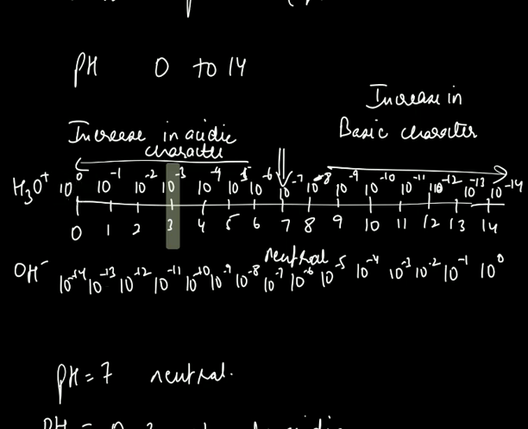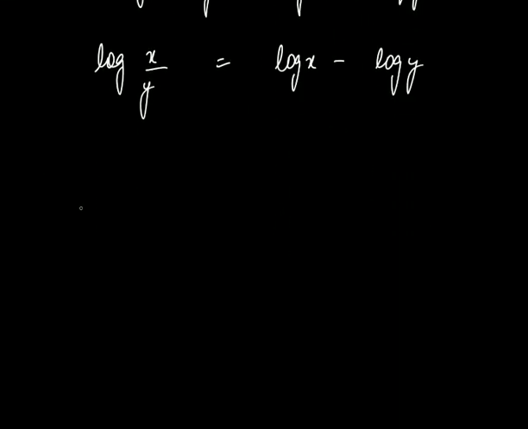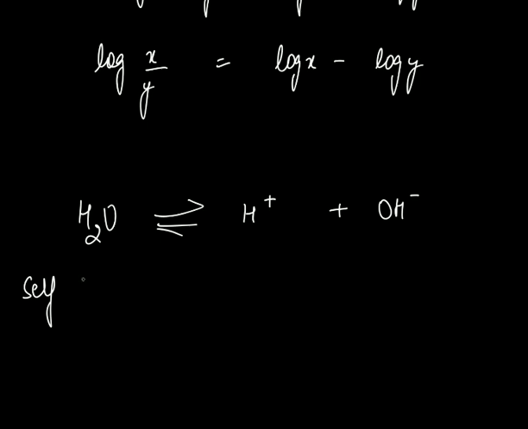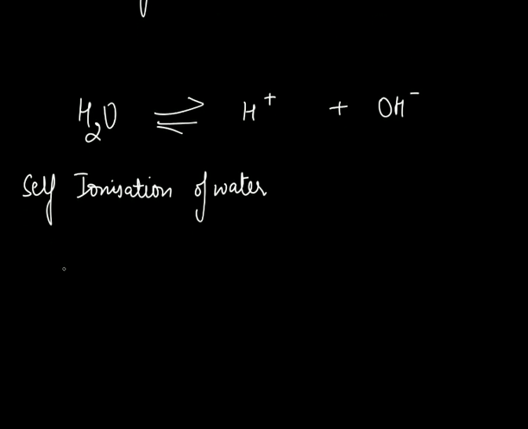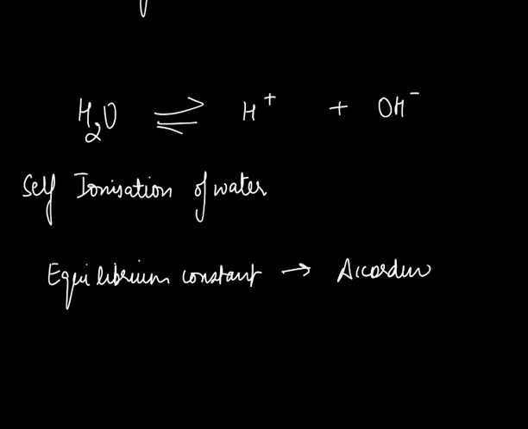So now if we take the product of this, minus 1 into minus 13, that's how we try to understand for the self-ionization of water. So let's say water we have. So water changes into H plus and OH negative ion. So let's say we are going to write an equilibrium constant. So the equilibrium constant over here that we are going to write, that is according to the law of mass action.